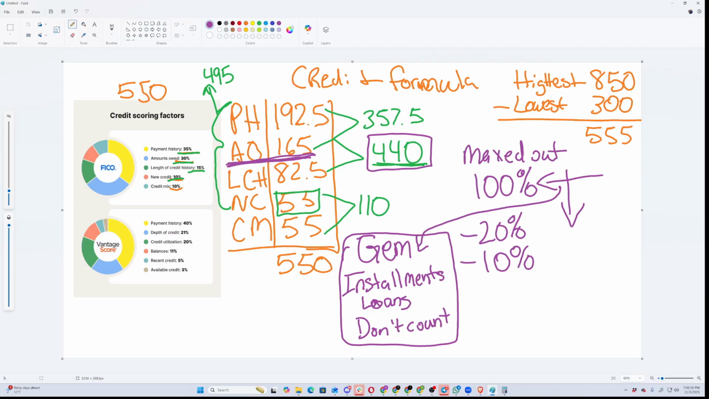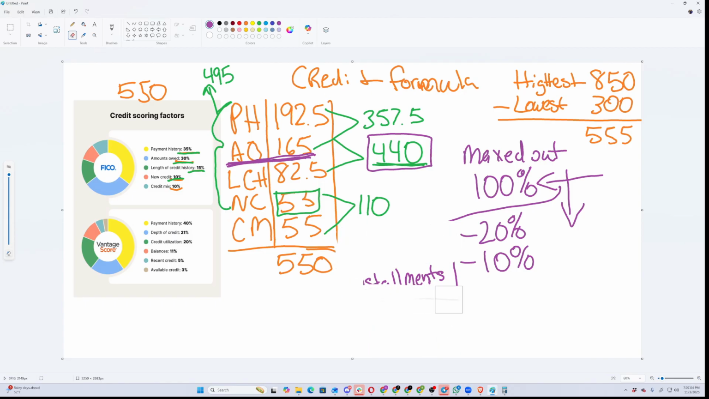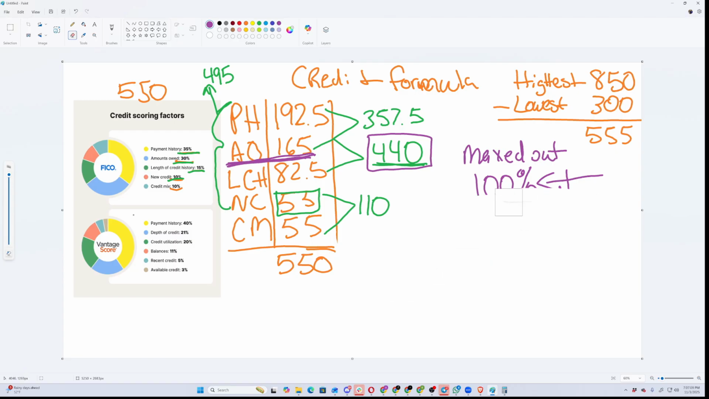Let's go to the next one. That payment history is coming up now. We're going to work on that payment history, and we're going to try to get that 192.5 points back, right? How are we going to do that? Well, I'm going to change the color to blue. How do I get that 192.5 points back? I'm going to remove the late payments.